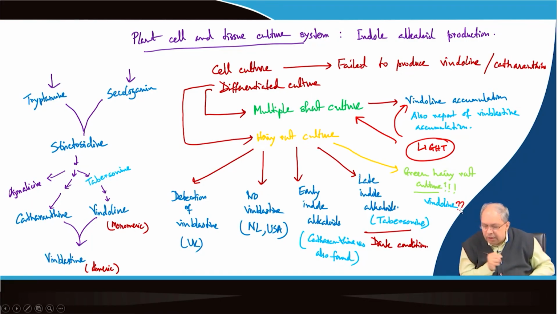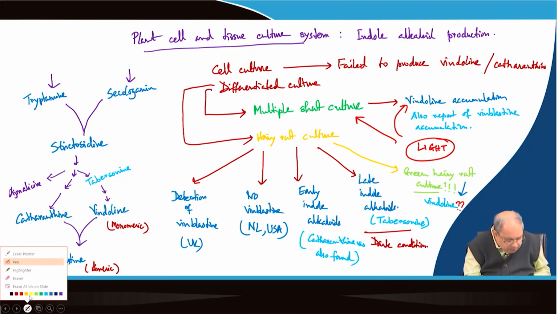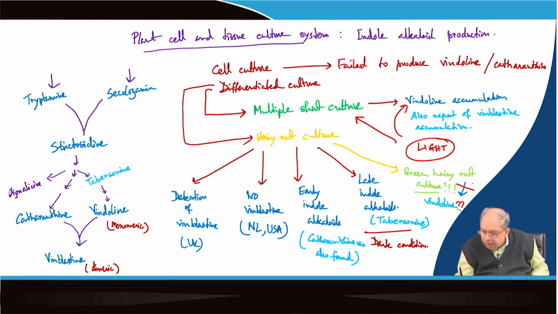So, if the green hairy root cultures produce vindoline, then vindoline can be harvested. But to their surprise, green hairy root cultures are not producing any vindoline. Instead, they are producing the other alkaloids.